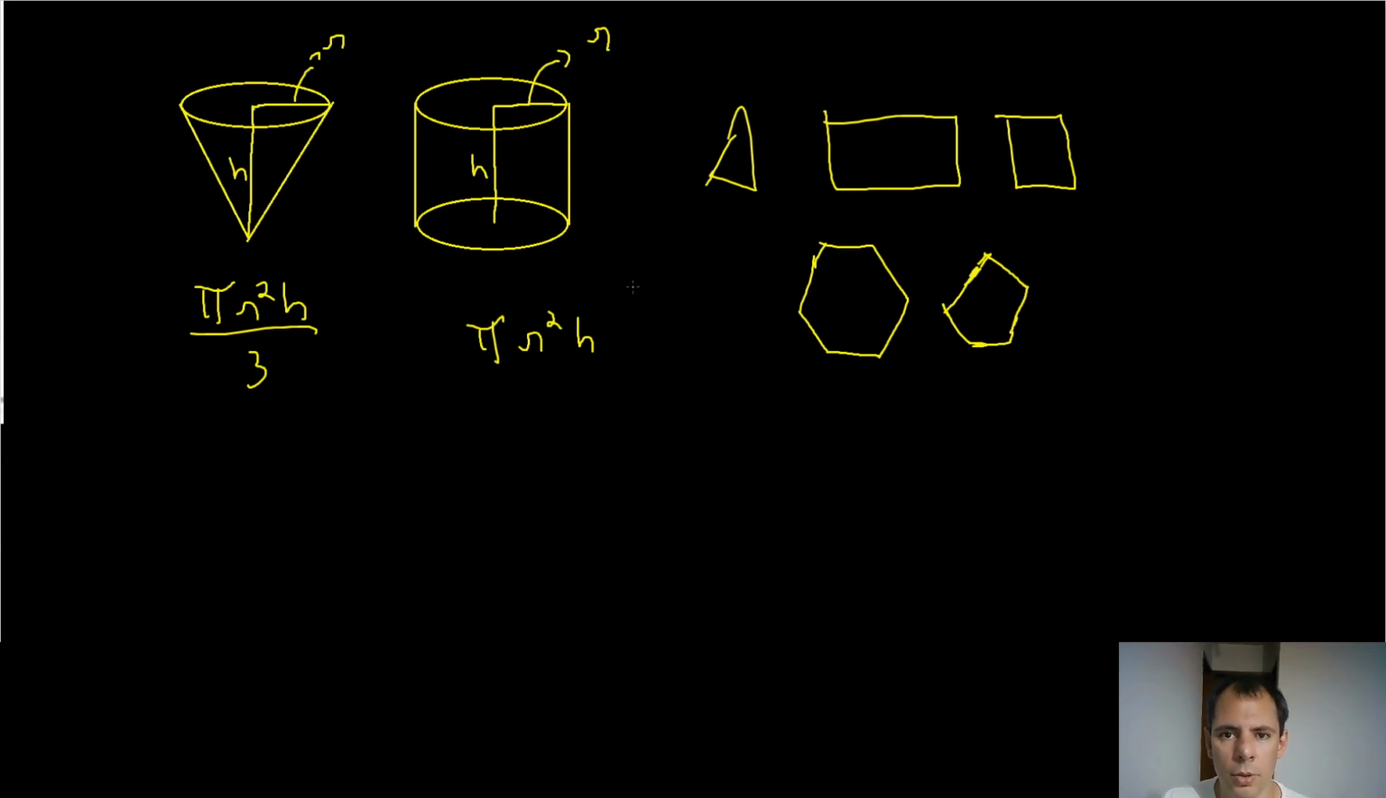The volume is always going to be this one. The volume of the cylinder or of the straight stuff is going to be the base times the height, and the volume of something that's varying linearly is going to be the base times the height divided by 3. Okay, so that's it.